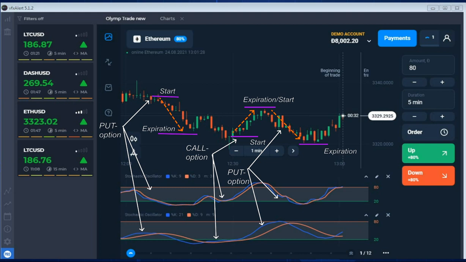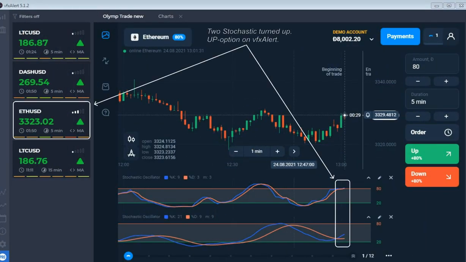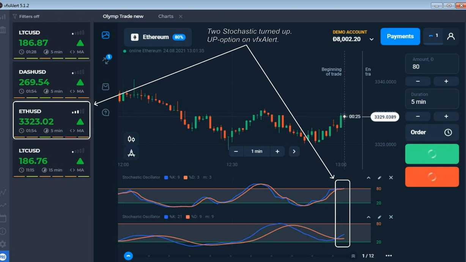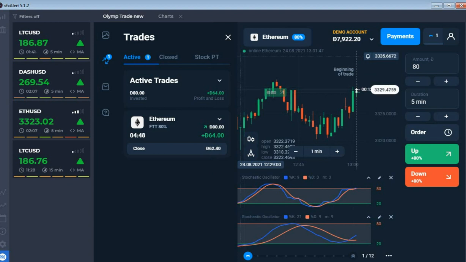Trading signals. Up option: both stochastics move down from the overbought zone. Down option: opposite signals, stochastic up from the oversold zone. Oscillators indicate uptrend. Fast stochastic is already in the oversold zone. But the slow oscillator and vfxalert confirm the continuation of the uptrend. Open call option.